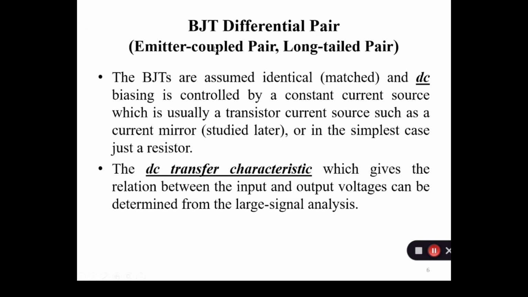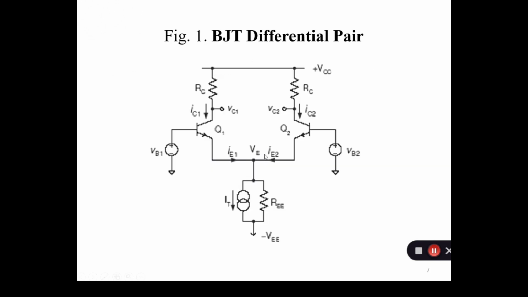Then I started the BJT differential pair. In this differential pair we use a circuit like this one. As I explained already, this is transistor 1, transistor 2, this is the current source, this is base voltage 1, base voltage 2. In the next PPTs we will try changing these values, VB1 and VB2. RC and RC are common here.